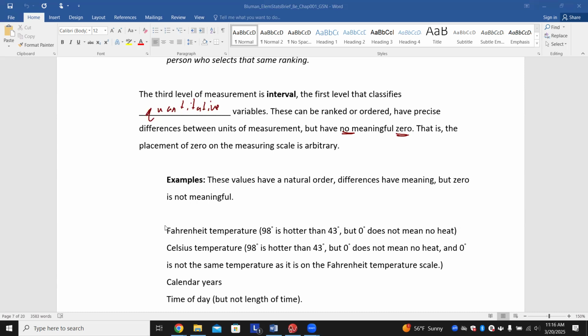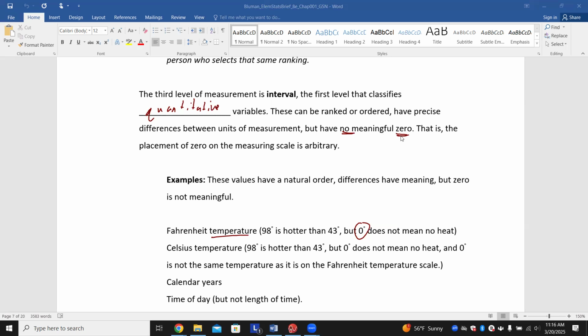So for example, temperature has a zero, but zero is not the absence of heat or cold. It's just a 0 degree marker. We have negative temperature degrees as well, so that's something to pay attention to. For example, Kelvin, if you're familiar with it: zero is the absence of temperature. It's the coldest moment of time, supposedly freezing time. That would not be an interval because it does have a meaningful zero.